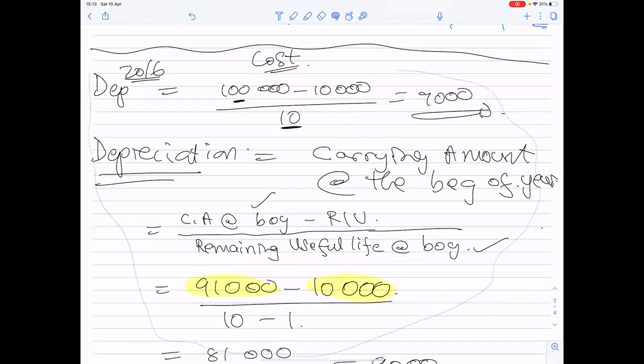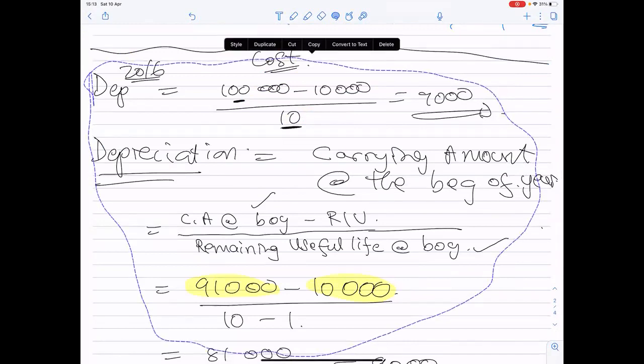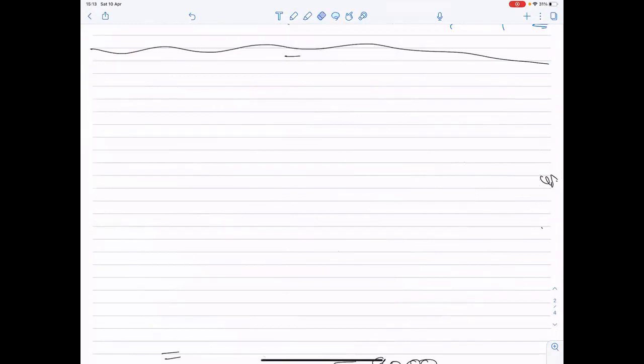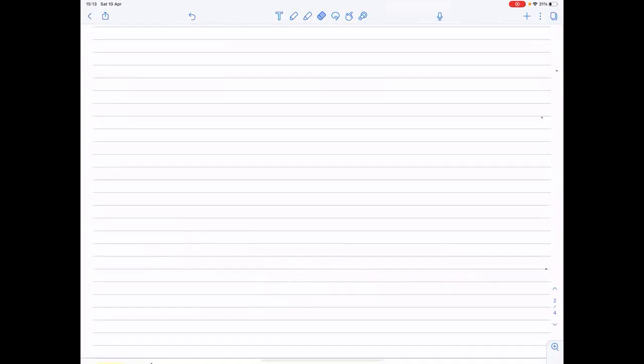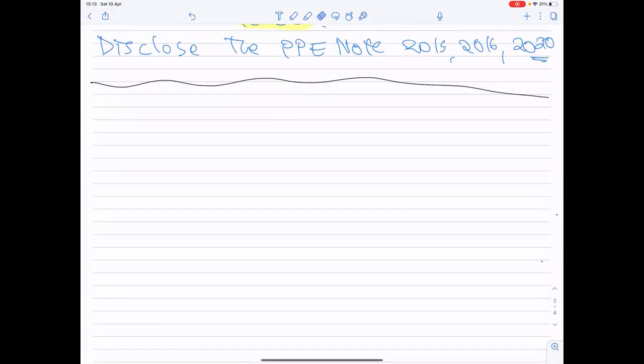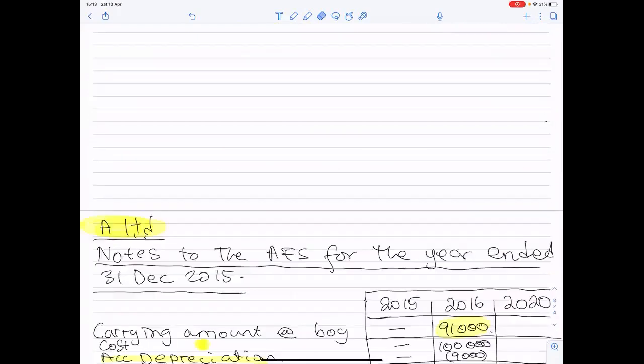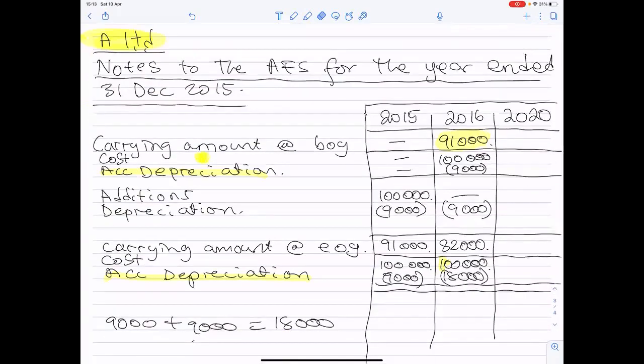Anybody else? I actually took the whole cost price, which is 100,000, and deducted the residual amount and divided by the useful life. And then I multiplied it with the number of years up until 2020, which is 6 years. And that gave me 54,000. All right, let's see if our current answers are correct. So we have now different answers. The cost doesn't change, it's still 100. So let's just put 100, it's a free mark.